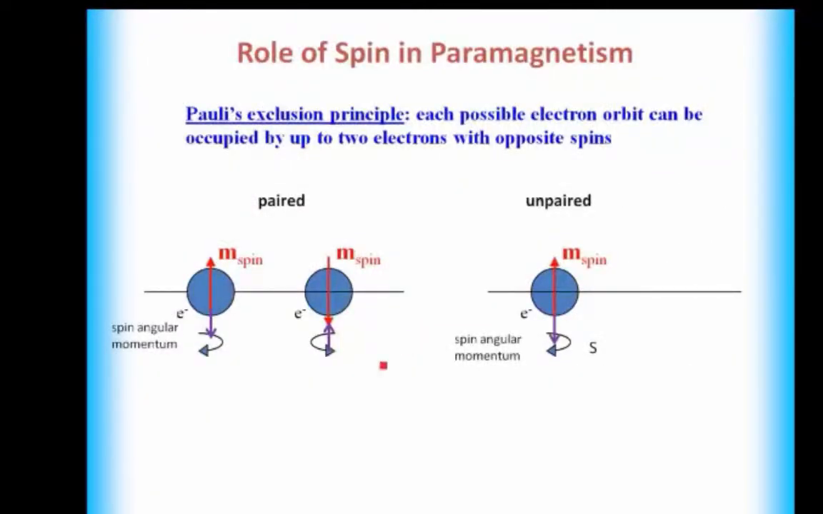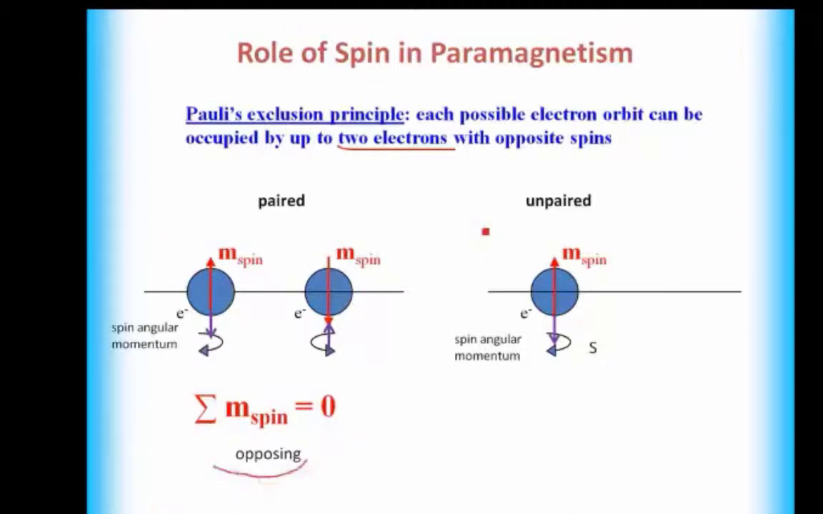Let's go back to para now. The first thing to realize is that electrons interact, and Pauli's exclusion principle says that each possible electron orbit in an atom can be occupied by up to 2 electrons with opposite spins. And materials or atoms that do this are called fermions. If we have paired electrons, they will pair in such a way that the total spin angular momentum is equal to 0. And so if you take the m spin in this direction and the m spin in this direction, if you sum those up, you'll get 0. And so we have opposing spins.